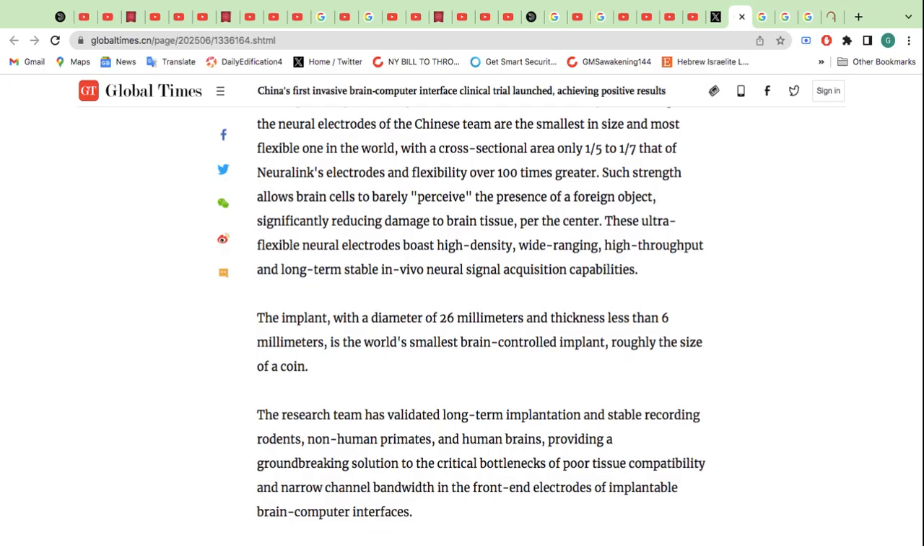The neuroelectrodes of the Chinese team are the smallest in size and the most flexible in the world, with a cross-sectional area only one-fifth to one-seventh that of Neuralink's electrodes and flexibility over 100 times greater. So this is apparently better than Neuralink. Such softness allows brain cells to barely perceive the presence of a foreign object, significantly reducing damage to brain tissue, per the center. These ultra-flexible neural electrodes boast high density, wide range, high throughput, and long-term stable in vivo neural signal acquisition capabilities.